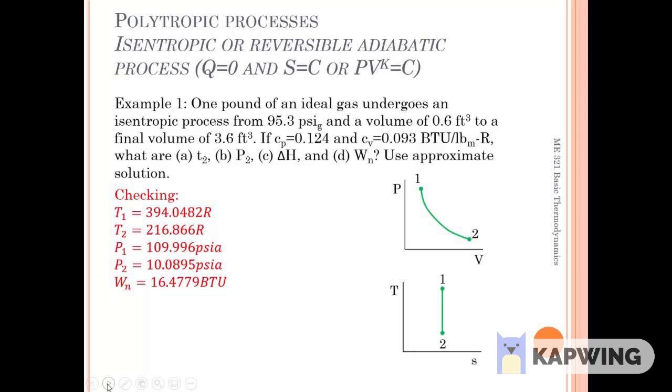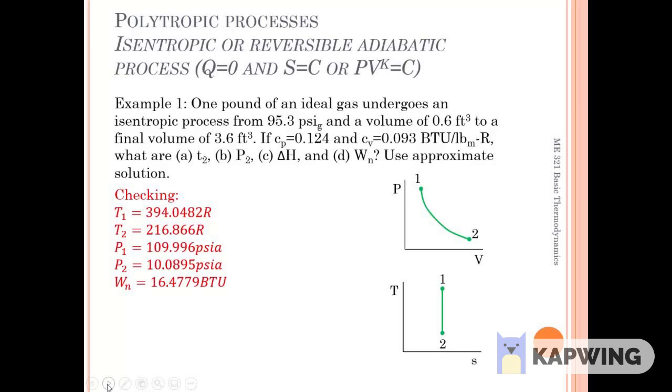Now let's check our answers. Remember that the initial temperature that we computed is 394 Rankine, while the final temperature is 216 Rankine. This is consistent with what we have in the TS diagram, since T1 should be greater than T2.